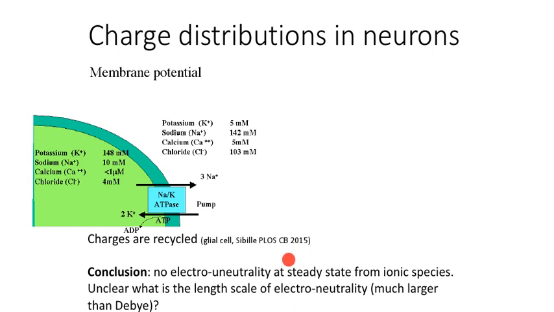Although it's not going to be the major focus of this talk, I would like to insist that in general there is no electroneutrality at steady state from ionic species, and it is unclear what is the length scale of electroneutrality. That is, at what scale you are sure that the number of negative charges is of the order of positive charges, with low fluctuations. We think it's much larger than the Debye length, much larger than just a few nanometers. It could be tens to 100 nanometers. This has to be confirmed.